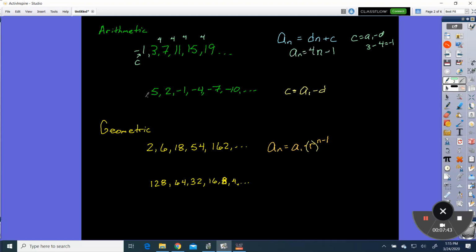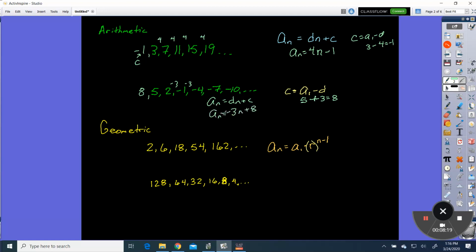This next one, I'm going down by 3 each time, so that means this has to be 3 bigger than 5, so that's going to be 8. If I did it this way, that would be 5 minus a -3, because 5 to 2 is 3, 2 to -1 is 3, so I'm going down by 3 each time. So minus a minus turns into a plus, and I get that C equals 8. So in my equation, a_n equals dn plus C, my difference is -3, and my C is 8.